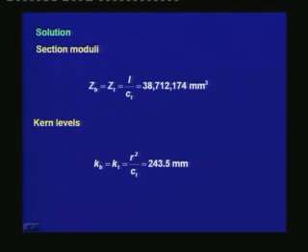The section moduli Zb equal to Zt is equal to I by Ct, and once we substitute the values of I and Ct, we get the section modulus equal to 38712,174 millimeter to the power 3. The Kern levels Kb equal to Kt is equal to r square by Ct. Once we substitute the values, we get 243.5 millimeters.